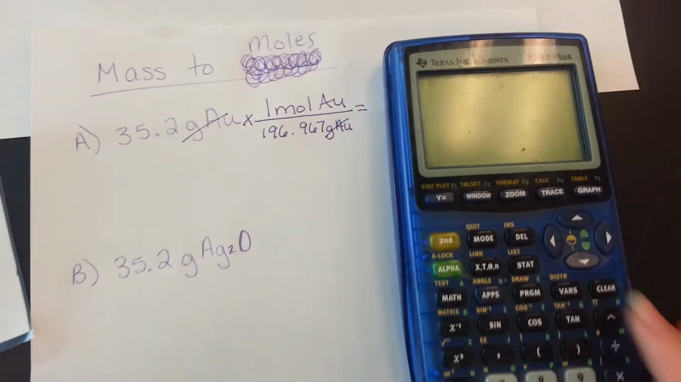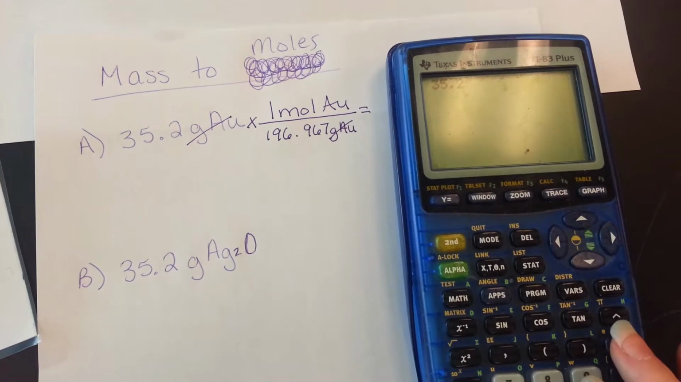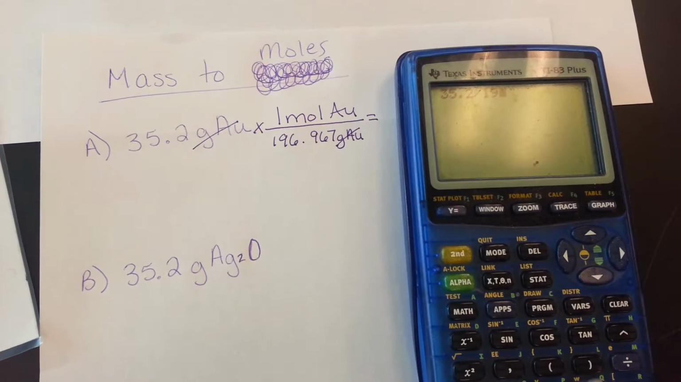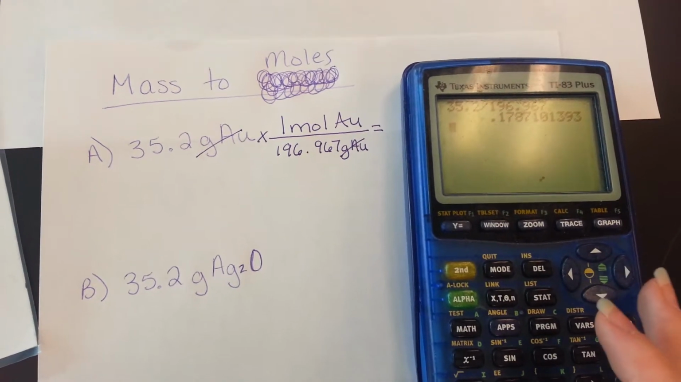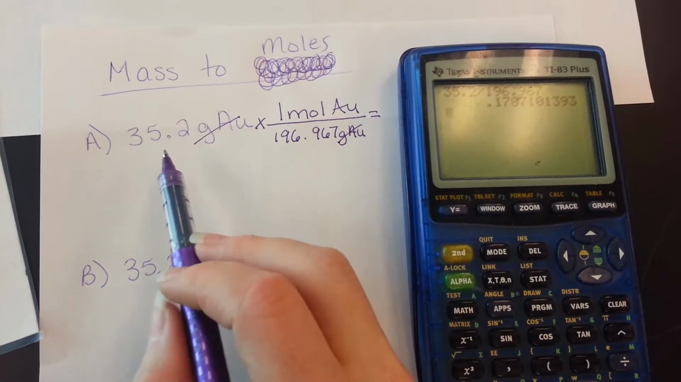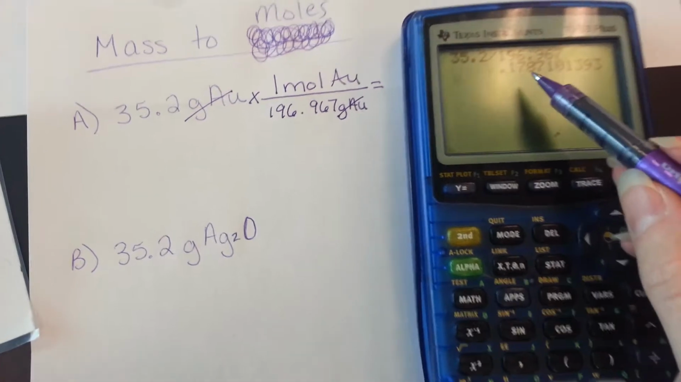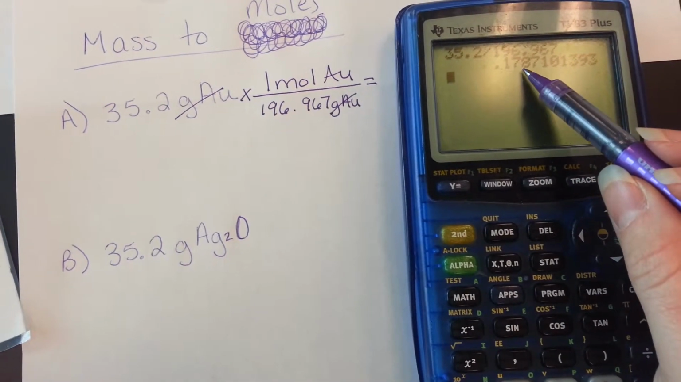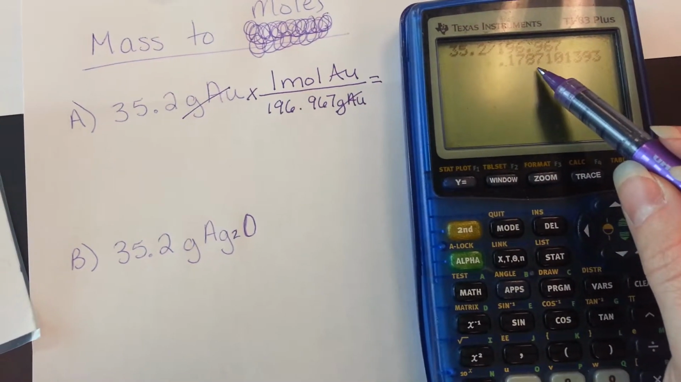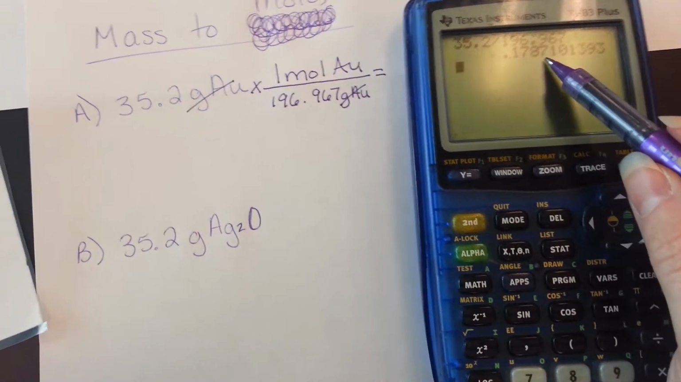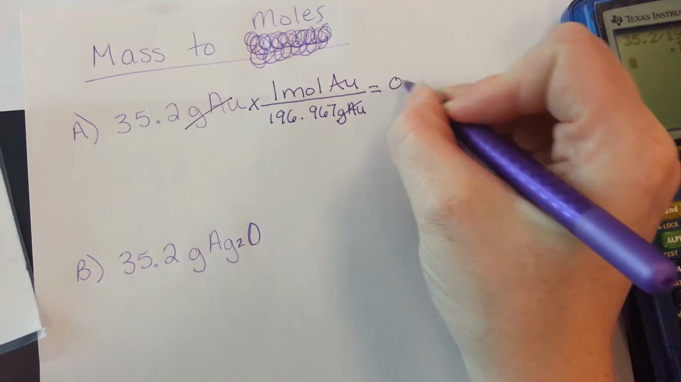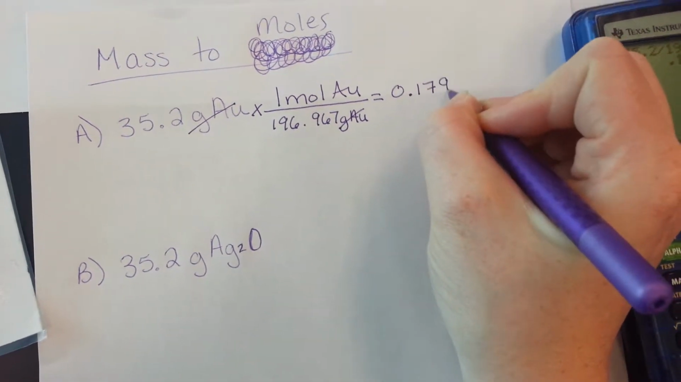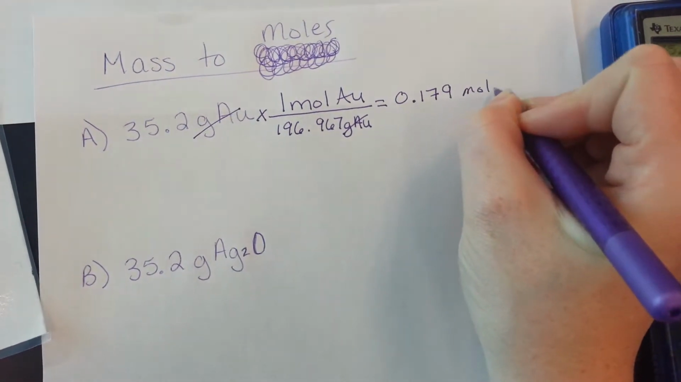I can just divide. So I will type in the 35.2, divide by 196.967, and I get my answer. Now, since my starting number had 3 sig figs, I want to keep 3 sig figs, so I'll write 0.178. Well, I look to the right, and I notice there's a 7, which is more than 5. So the 8 would round up for a final answer, 0.179 moles of gold.